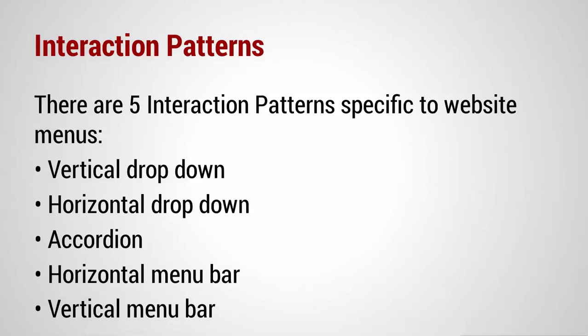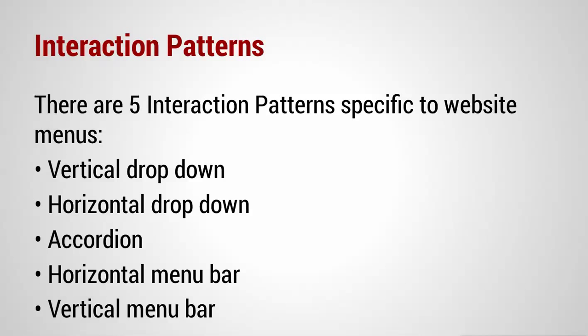Actually, I want to give you a quick overview of the 5 interaction patterns specific to website menus, just so you can see how patterns work and what the options are. So if you're thinking to yourself, I need to make a menu for my site, there are actually 5 interaction patterns that we know work, that are used on lots of websites and have been tested for usability. Vertical drop-downs, horizontal drop-downs, accordions, horizontal menu bars, and vertical menu bars.